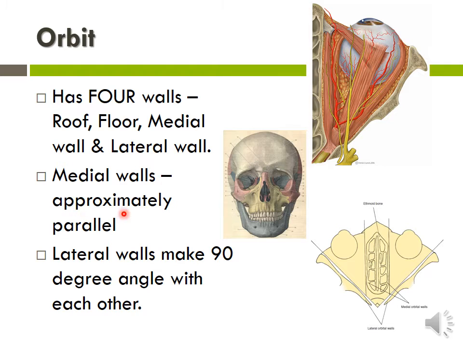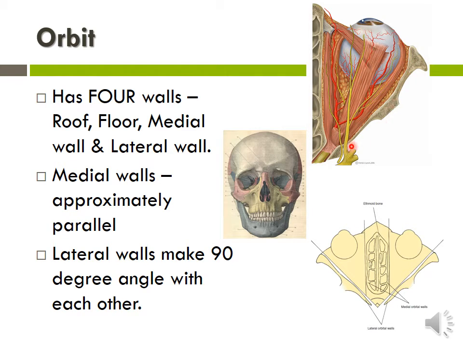You can see the medial walls are approximately parallel. This is the medial wall, this is the lateral wall, and the two medial walls are parallel. This medial wall and this medial wall are approximately, not perfectly parallel, approximately parallel. And the lateral walls will make up an angle of 90 degrees when you try to extend the lateral wall of the right orbit and the lateral wall of the left orbit. It will make a 90 degree angle here. That is why it gets the shape of a cone.